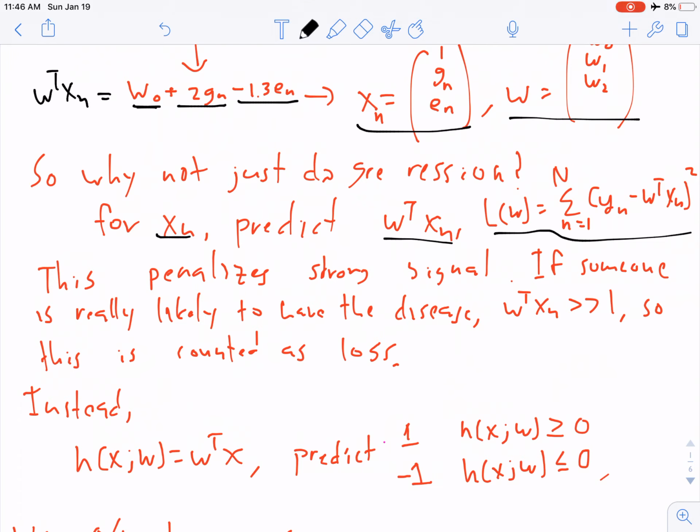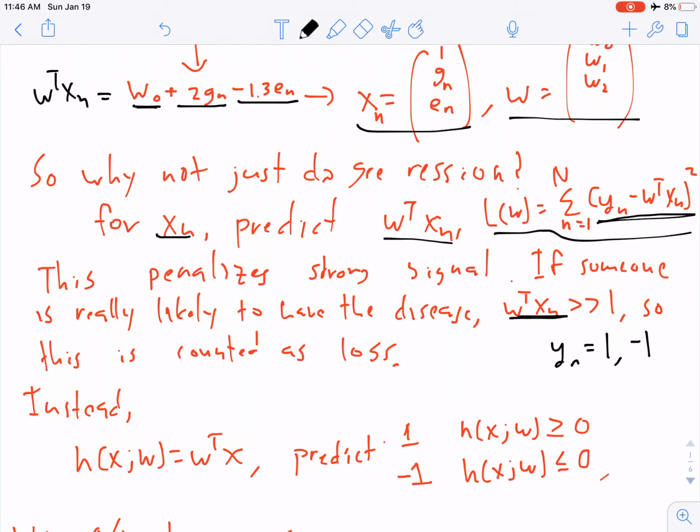penalizes strong signal. So let's say somebody is really likely to have the disease based on the information that we know about them, then the value W transpose x_n is probably going to be much, much greater than 1. And usually in our categorical variable, y_n, we have it equal to 1 if somebody has the disease and -1 if they don't have the disease. And so the problem with this is that this will be counted as a loss term. If we predict something greater than 1, then this squared term for that data point is actually going to be greater than 0. So that'll actually exert pressure to push down the coefficients.